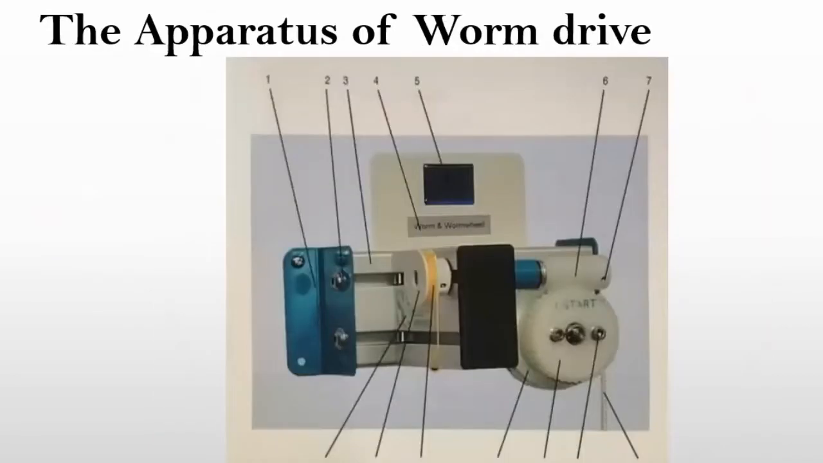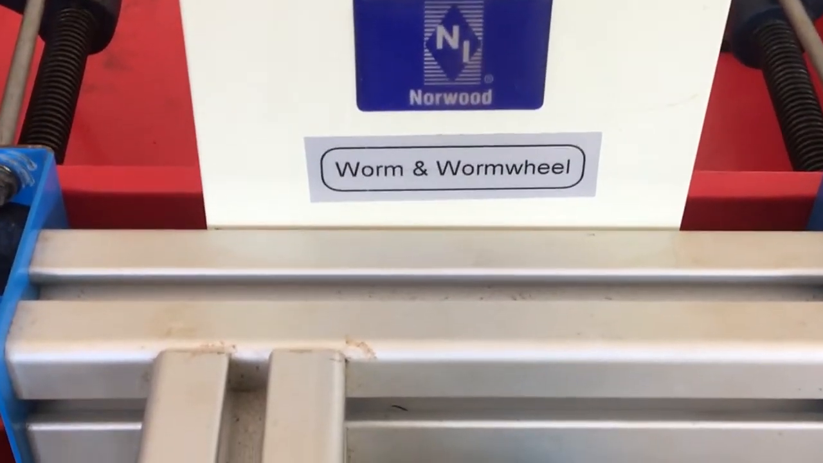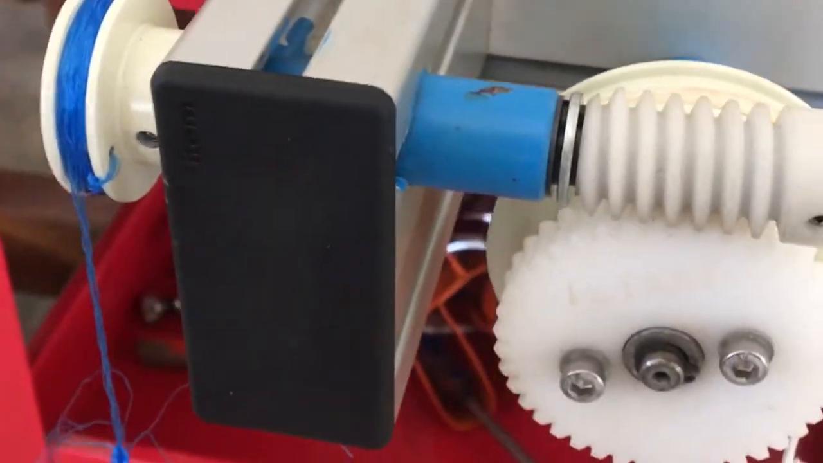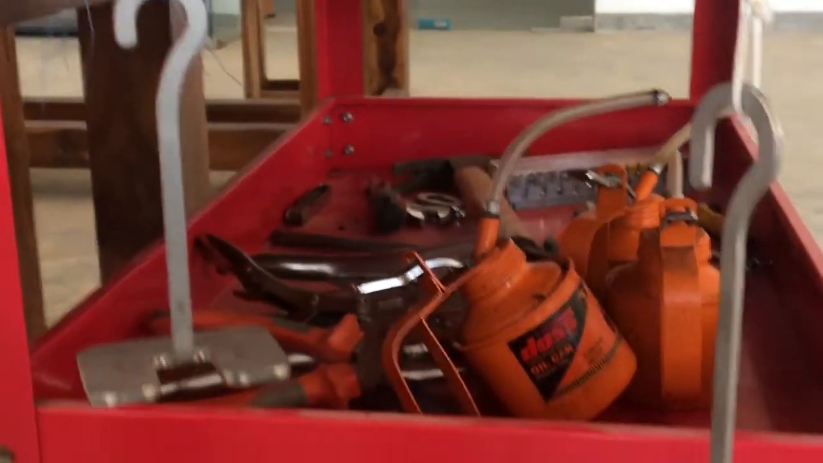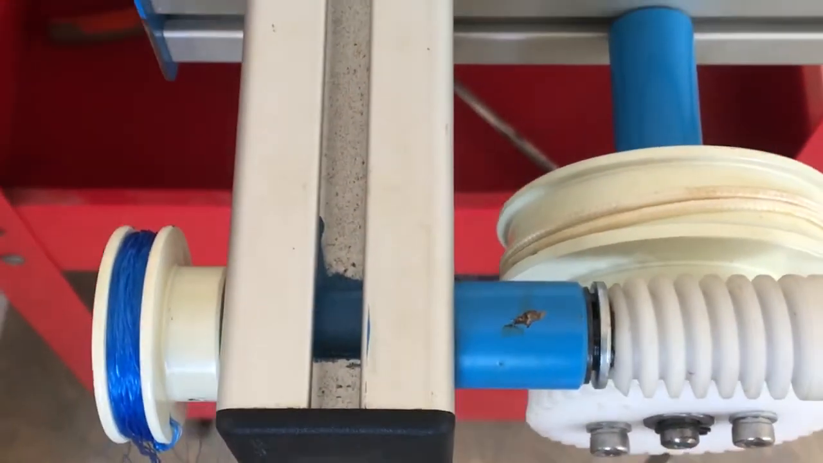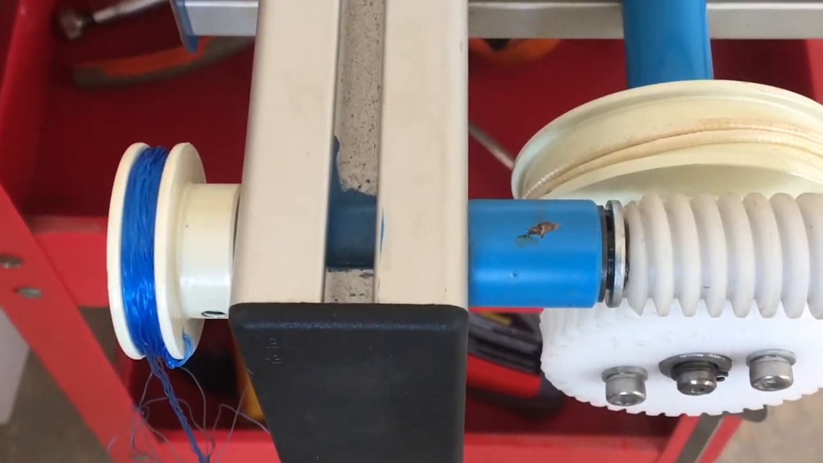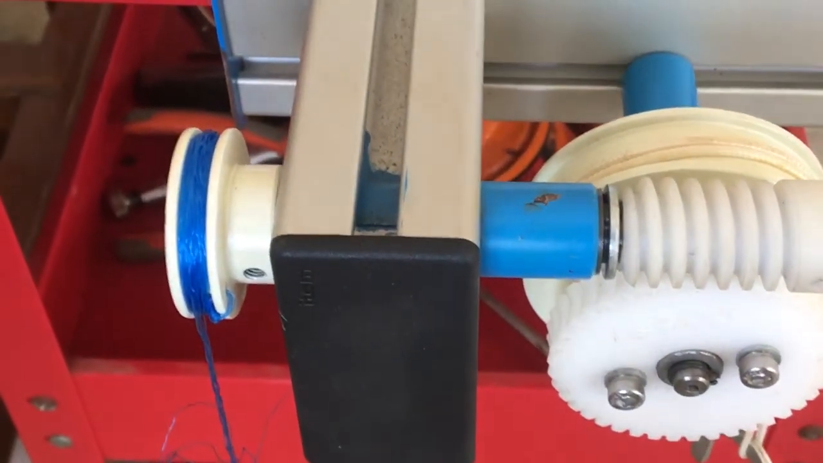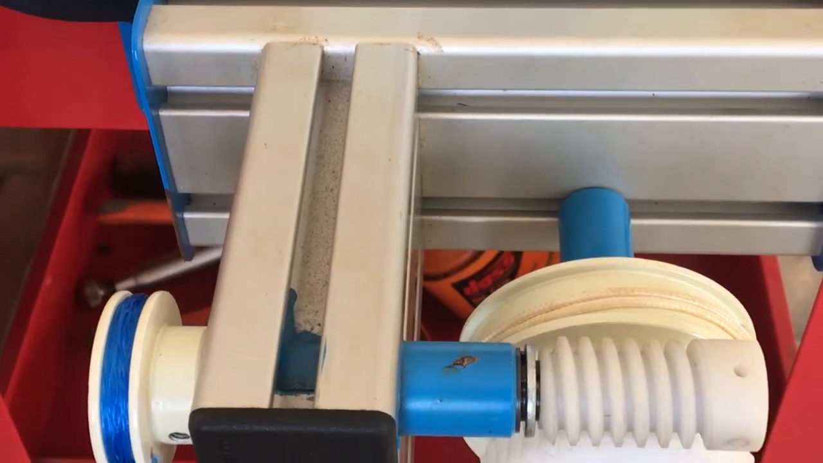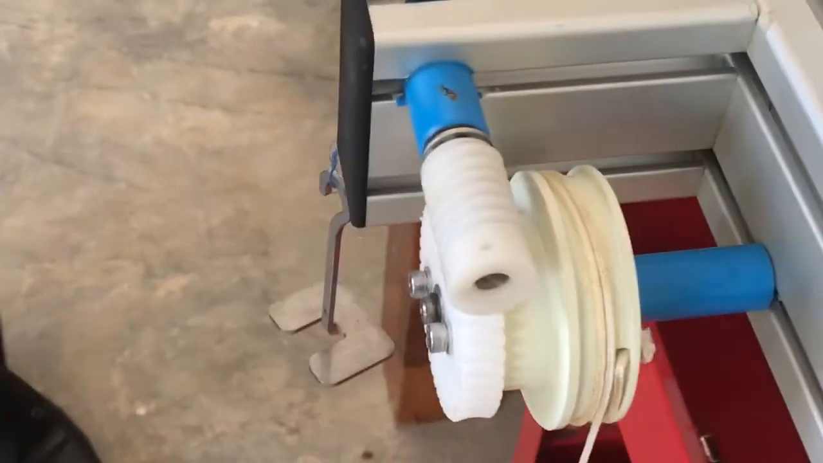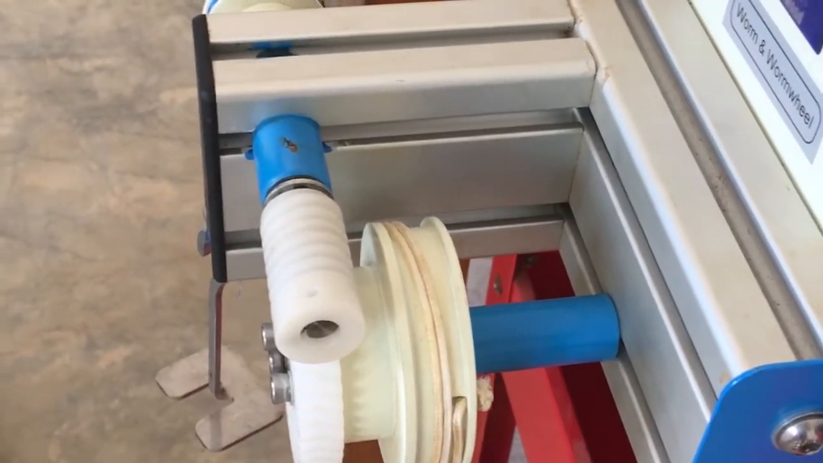This is our apparatus. Now what you are seeing is our worm and worm wheel apparatus. Using this apparatus we are going to do our practical today. First of all, I am going to explain all the main parts of this apparatus.